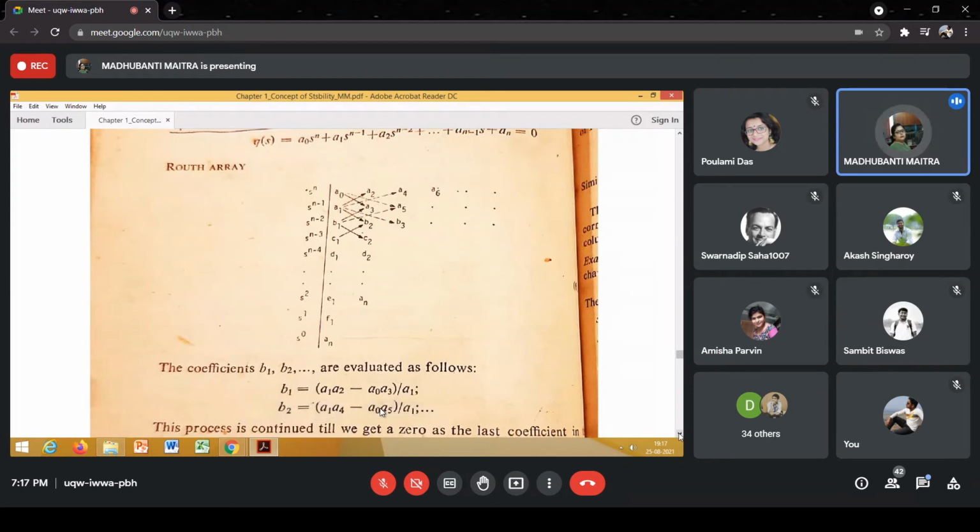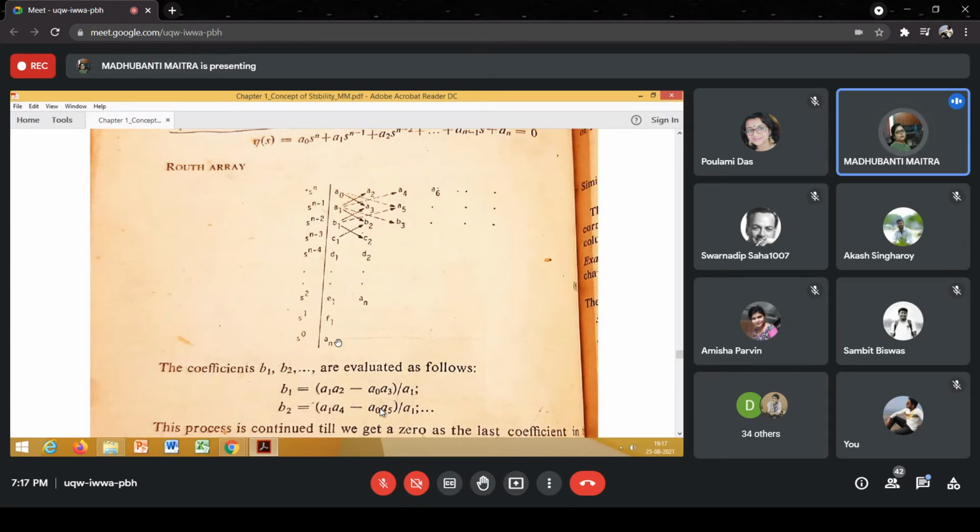So let's come to Routh's stability criterion. As per Routh's stability criterion, a system will be stable if all the terms in the first column of Routh's array have the same sign. That means all the terms appearing in the first column of Routh's array bear the same sign.